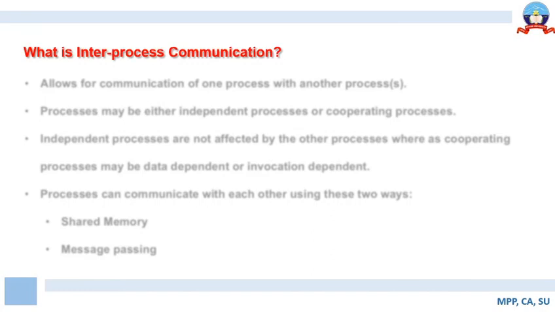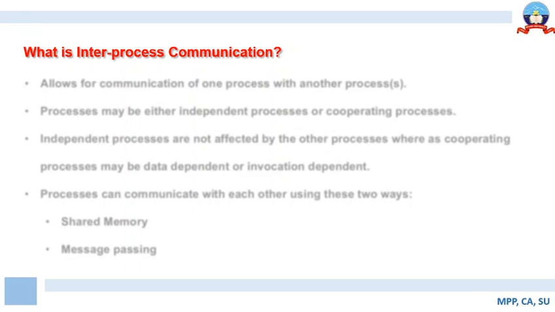Now let us try to understand what is inter-process communication. Inter-process communication is a mechanism that allows for communication to be established between one process and another process or the other set of processes.